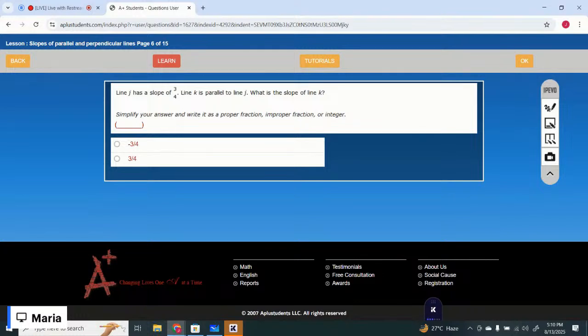Line J has a slope of 3 by 4. Line K is parallel to line J. What is the slope of line K? They are parallel, so they must have the same slope, that is 3 by 4.